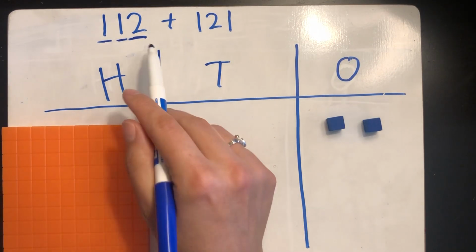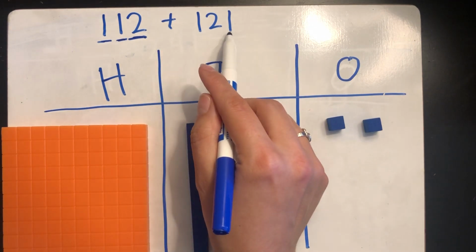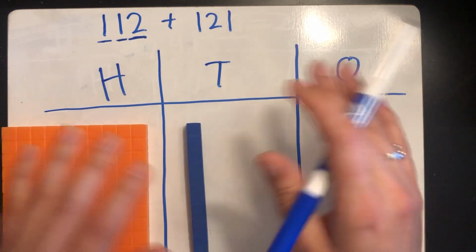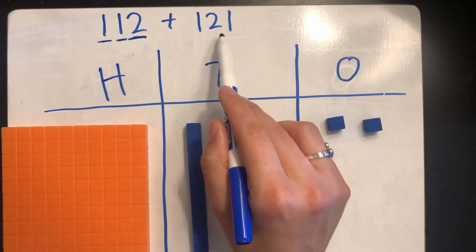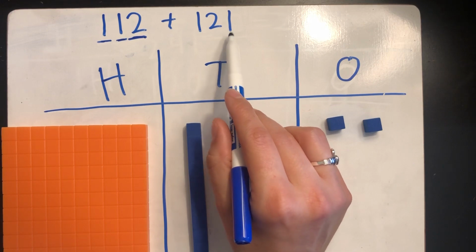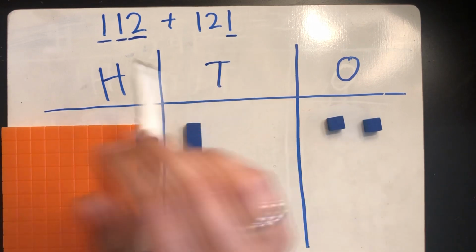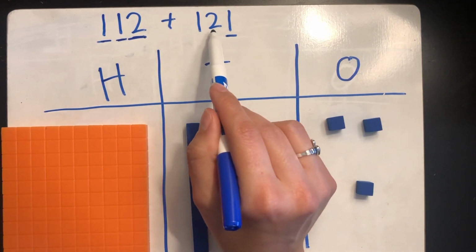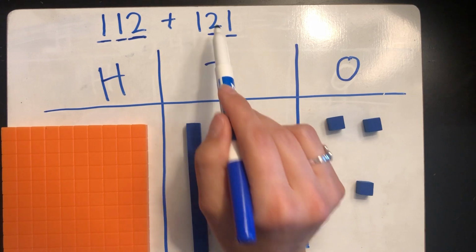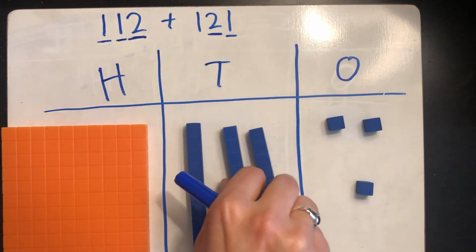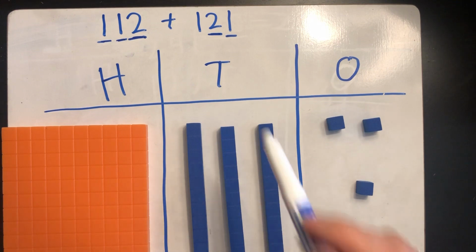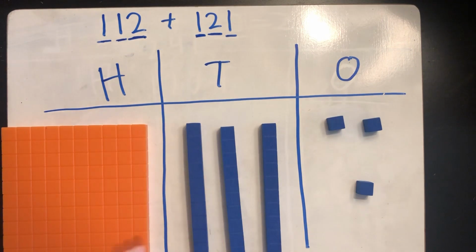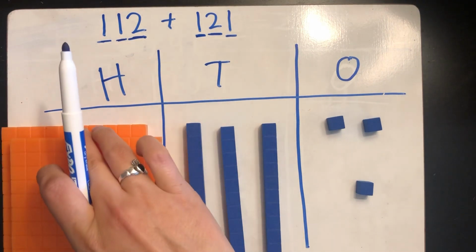Now we have to add the number 121, which means that I'm not going to take off any of these blocks. I'm going to keep them there, and instead I'm going to add more blocks on. How many ones does 121 have? That's right, it has 1 one. How many tens does 121 have? It has 2 tens, so I'm going to add 2 more tens. How many hundreds does 121 have? It has 100. So I'm going to add another hundreds flat.